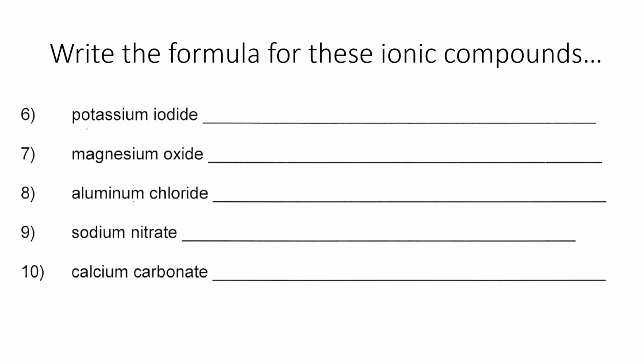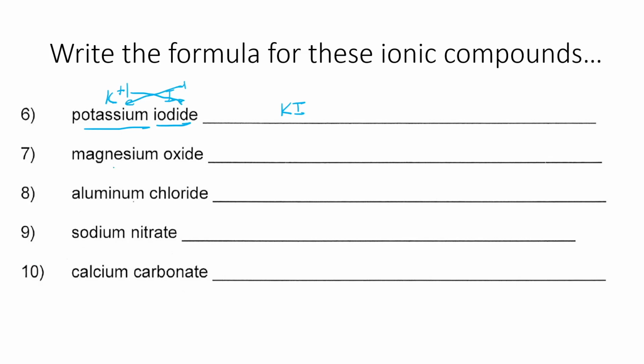We have potassium iodide. Potassium is K with a +1 charge, and iodine is in group 7, so that would be an I, also with a -1 charge. So it's as easy as just K and I, because if we do the crisscross thing, it's 1 and 1. So that's KI.